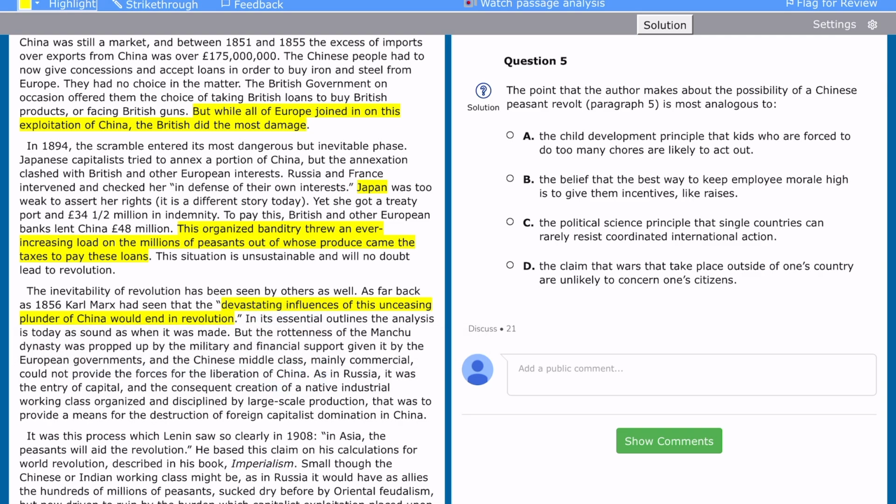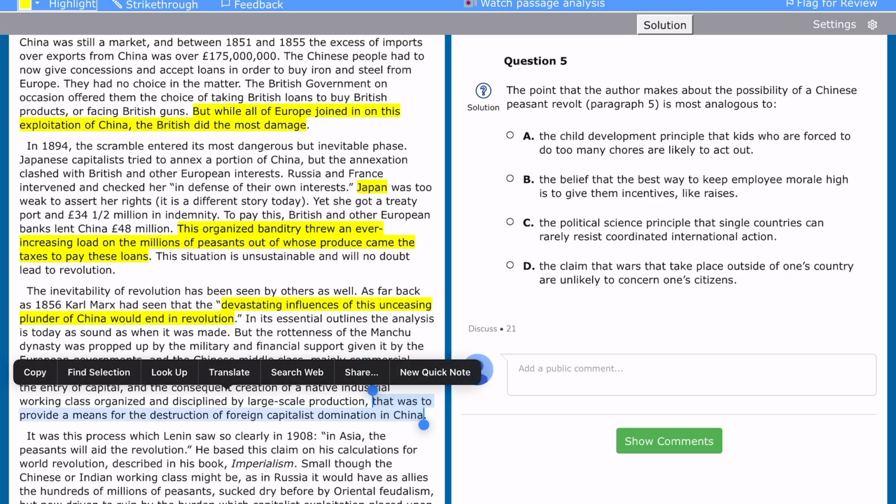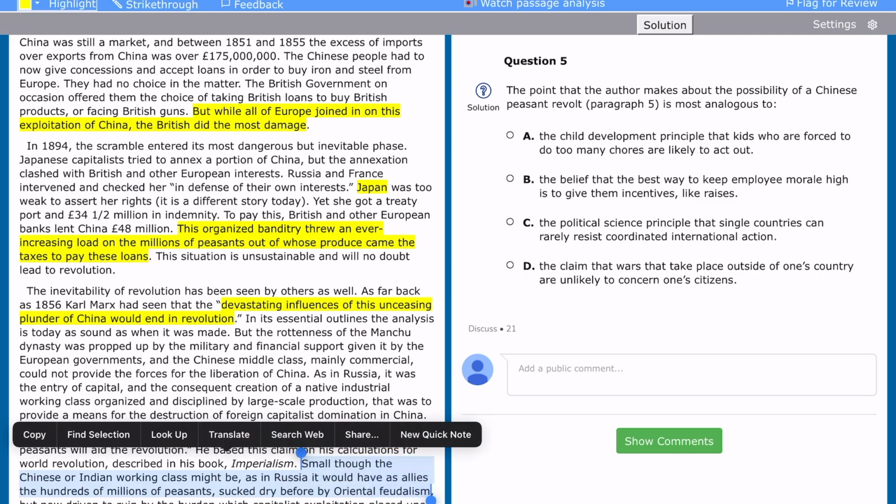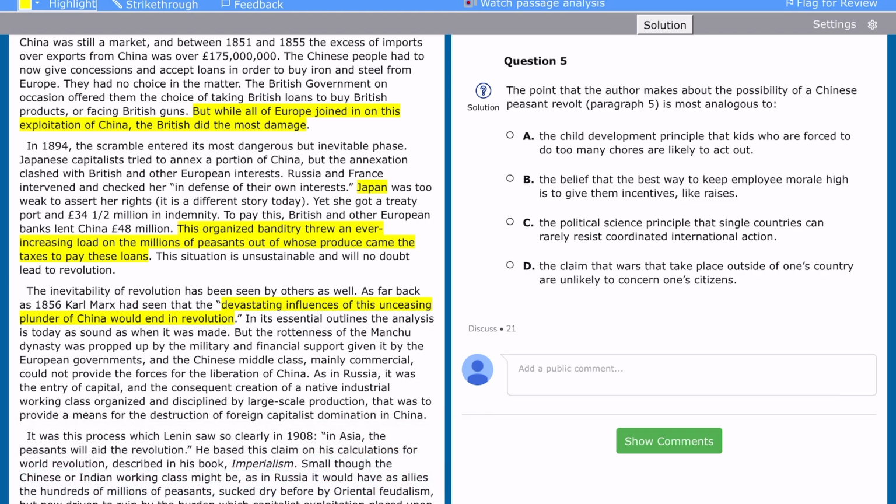As in Russia, it was the entry of capital and the consequent creation of a native industrial working class organized and disciplined by large-scale production that was to provide a means for the destruction of foreign capitalist domination in China. It was this process which Lenin saw so clearly. Small though the Chinese and Indian working class might be, as in Russia, it would have allies. The hundreds of millions of peasants sucked dry before by Oriental feudalism, now driven to ruin by the burden which capitalist exploitation placed upon them. The exploitation that the colonial powers, and especially Britain, brought on Chinese peasants would lead them to revolt.